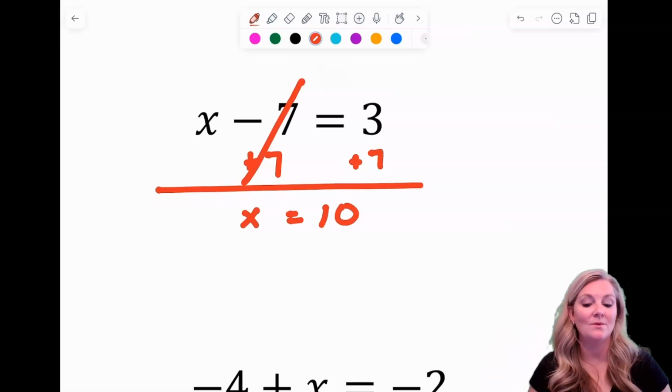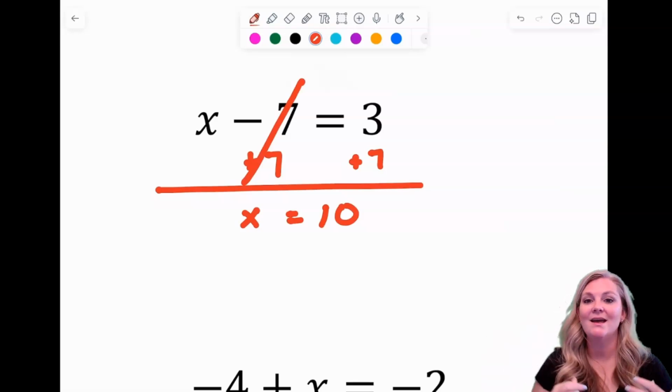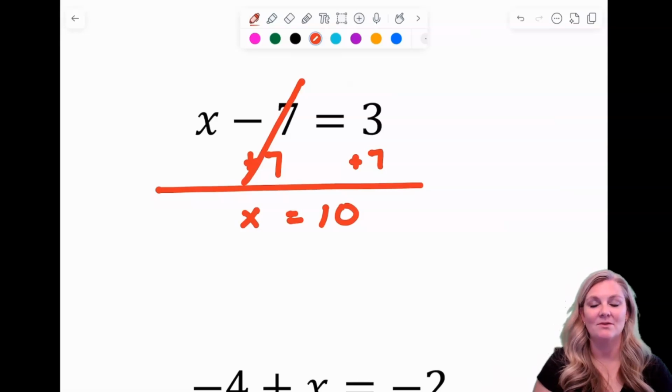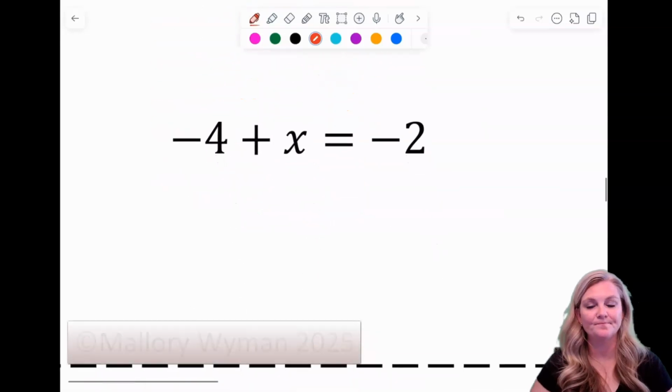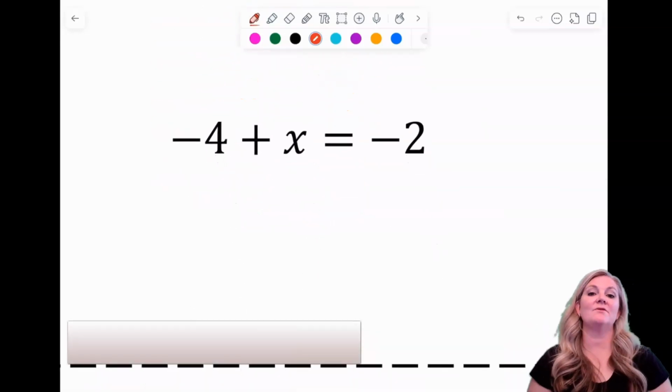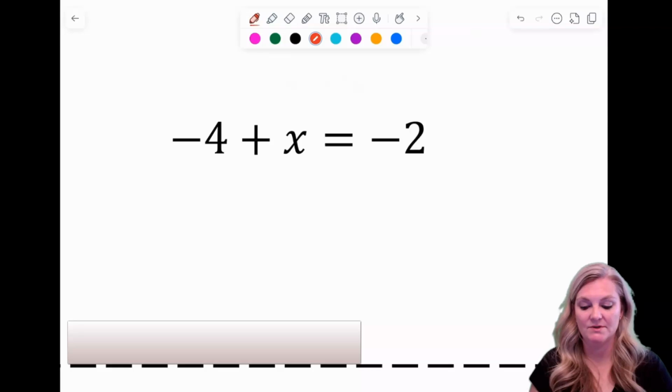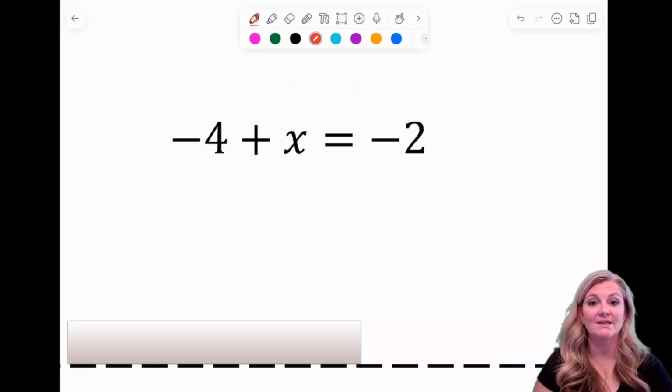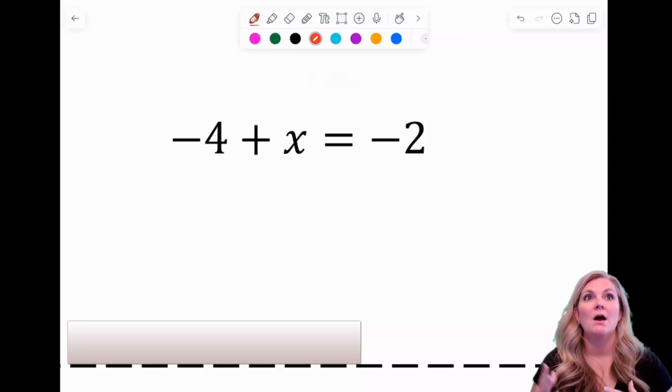Again, I could have known that when I plugged that in the beginning, what minus 7 is going to give me 3, and I'm sure a lot of us could have figured out that that was going to be 10. Now here, I have negative 4 plus x equals negative 2. Again, I could use my brain. Negative 4 plus what is going to give me negative 2? Or I could think, okay, I just got to go through the steps.